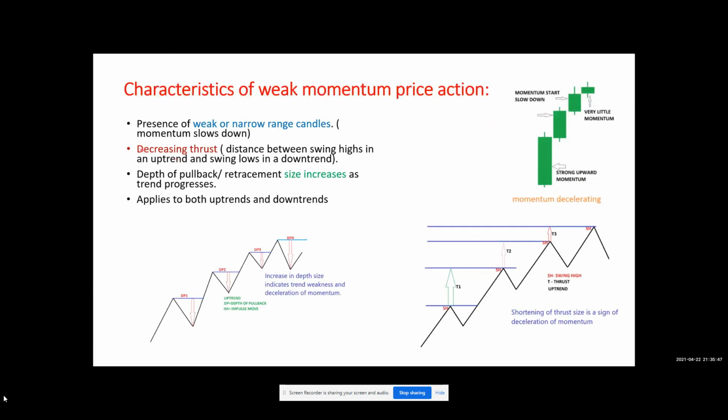Second principle is decreasing thrust. The distance between the swing highs in an uptrend and lows in a downtrend is contracting. All right. So same principle over here in the first swing high levels. The distance between this is like a $5-6 range. And then we have a $4 range between the 2 and 3. And then there is a $1 range. You can see that the stock is struggling to create new highs. As time progresses, the stock is struggling to create new highs.